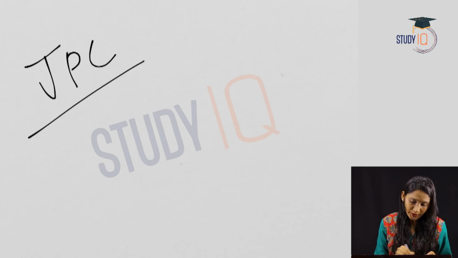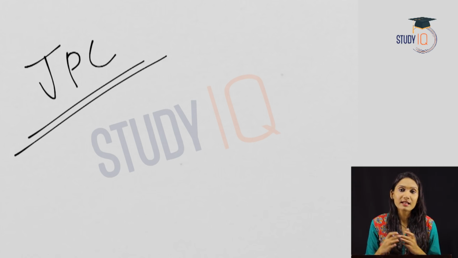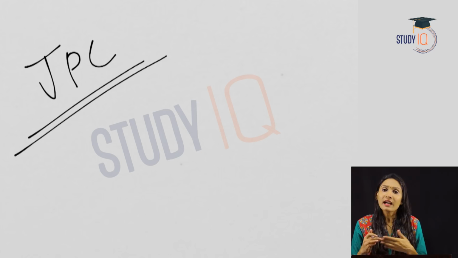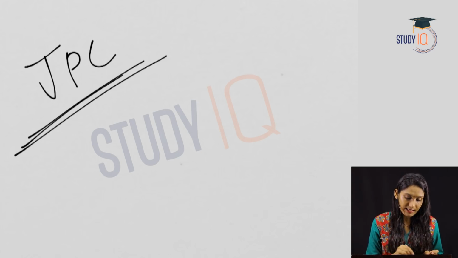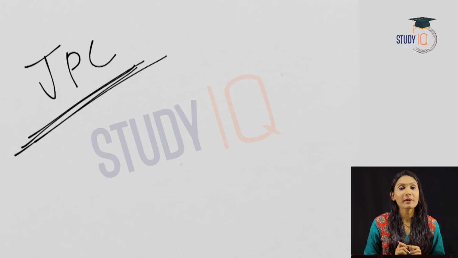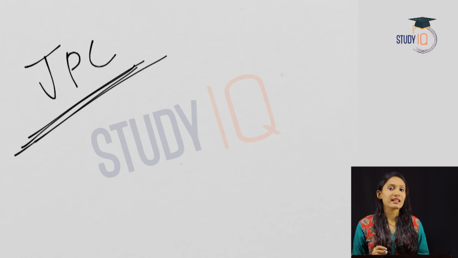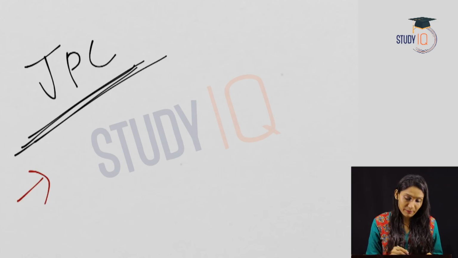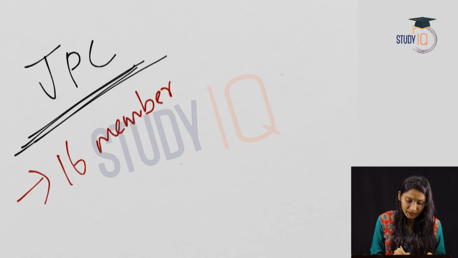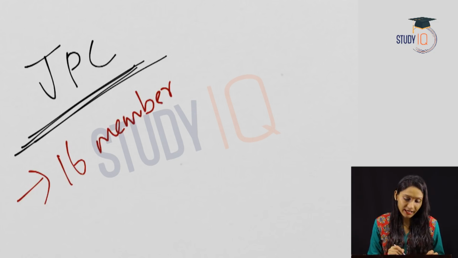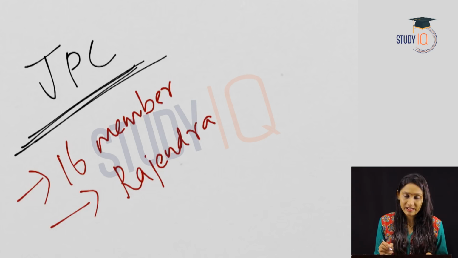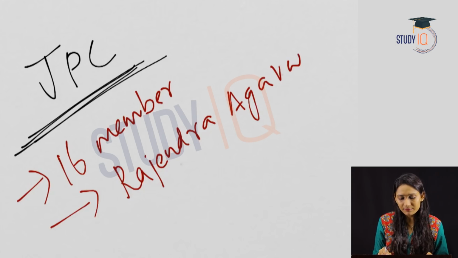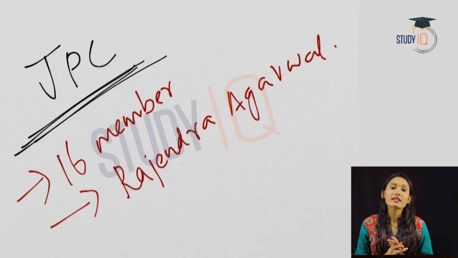We have seen that a joint parliamentary committee was appointed to look into this matter, and this committee visited Assam and Meghalaya and protests were held, and this has become an important news. So now let us see what was the feedback this joint parliamentary committee got from these states. First of all, this joint parliamentary committee is a 16-member committee. And this committee is headed by Rajendra Agarwal. He is an MP of the BJP. He is the chairman or head of this committee.